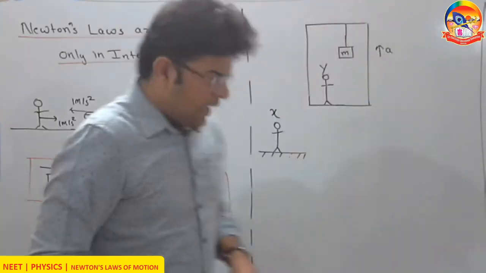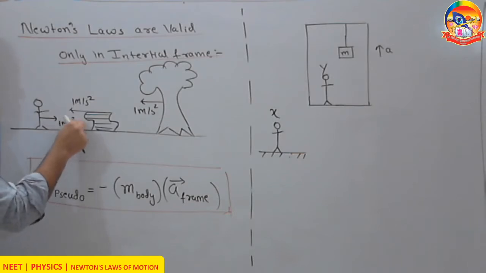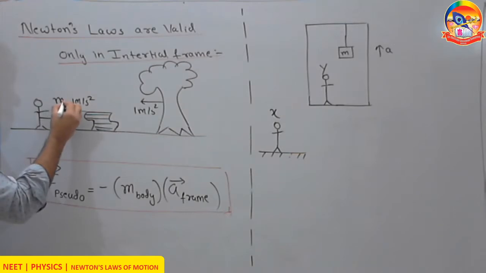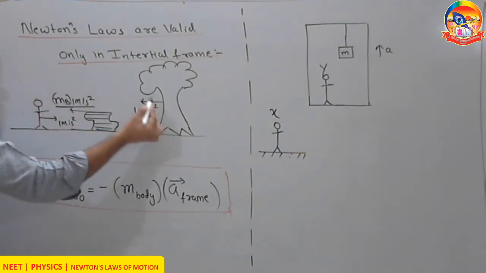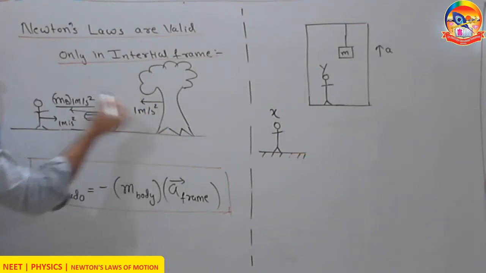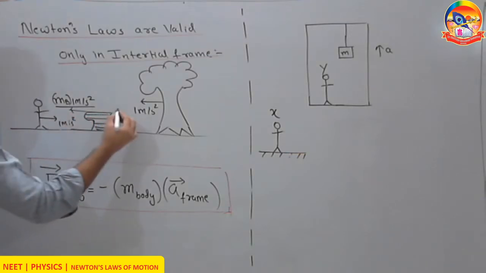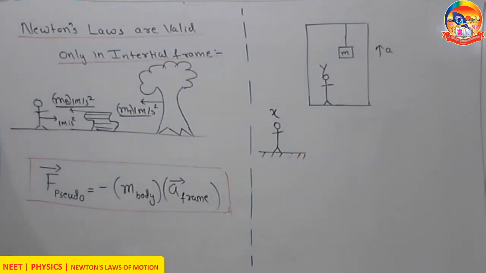Now see, if let's say this person accelerates with 1 meter per second square, this person will say, I am at rest, but this bench appears to accelerate here. If Newton's law has to be valid, then on this bench there should be a force. How much? Mass of bench into the observed acceleration of the bench. Similarly, if the tree appears to accelerate at 1 meter per second square towards the left, there must be a force on the tree. How much force? Mass of tree into the observed acceleration of the tree.